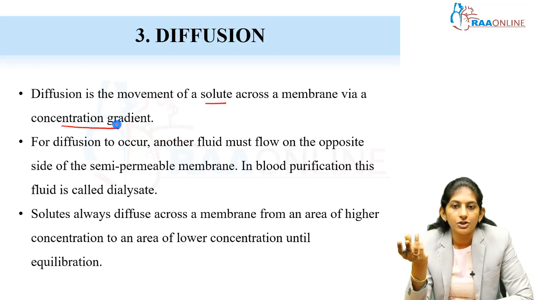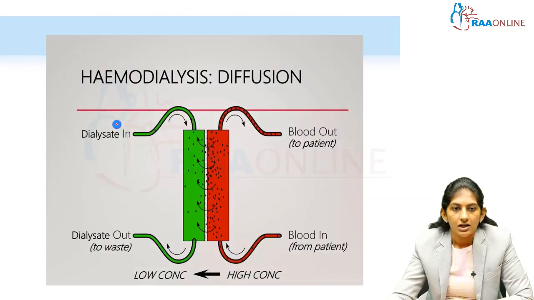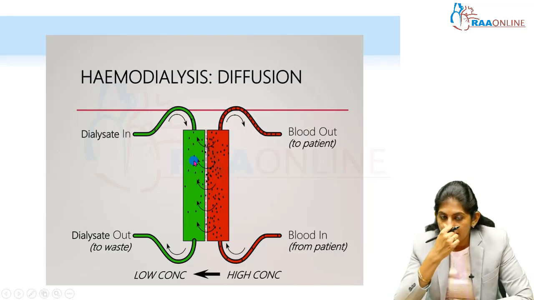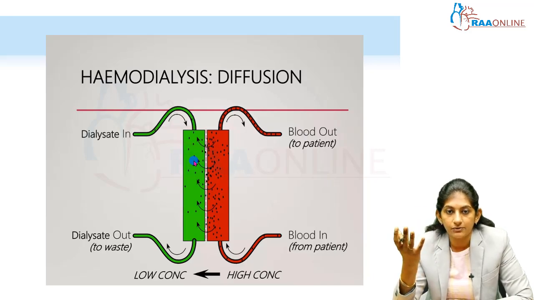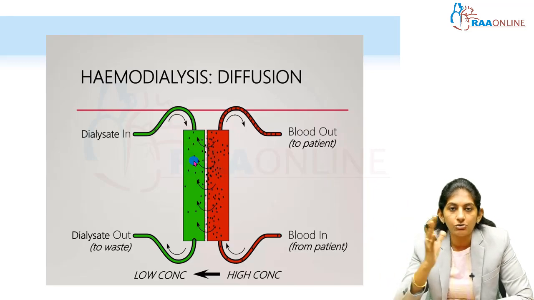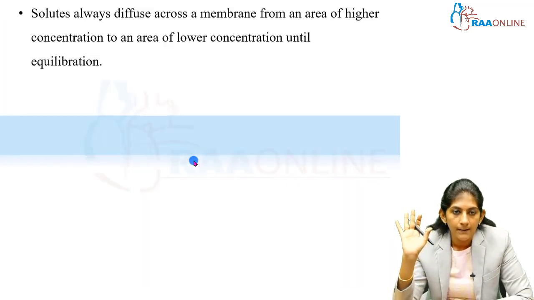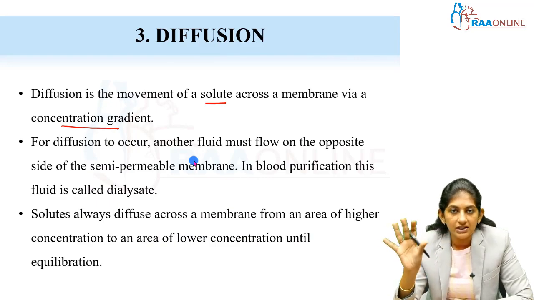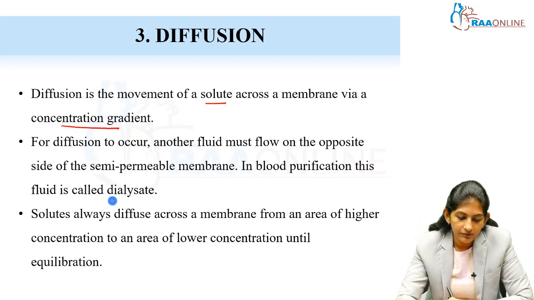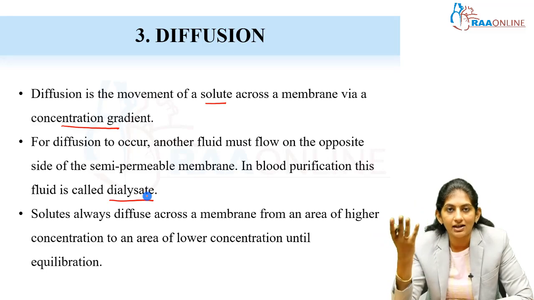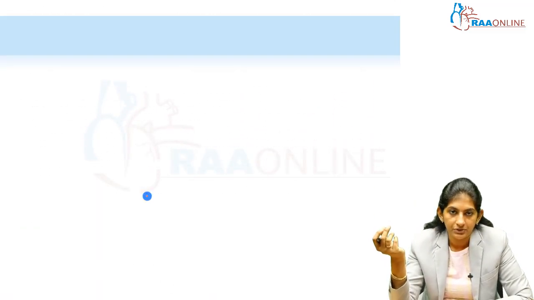For diffusion to occur, you have to give a fluid, which is the dialysate fluid. So this is blood coming from the patient; it goes into the dialyzer machine. This is your filter. On the other side, you have a dialysate fluid. Dialysate fluid is basically a low concentration fluid. So from high concentration to low concentration, the solutes will move. This is very simple, diffusion, that's all. Not much complication here. Just remember the term: we use a dialysate fluid to facilitate diffusion.